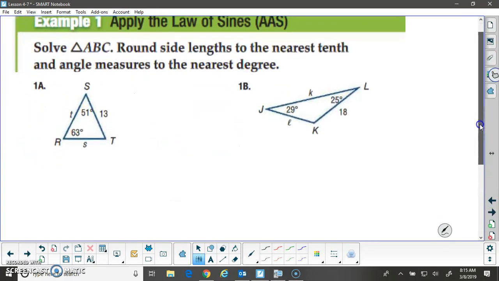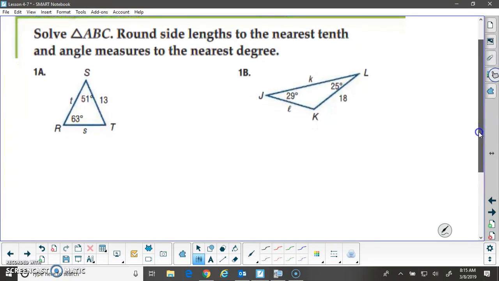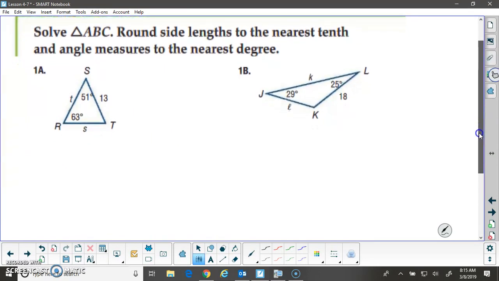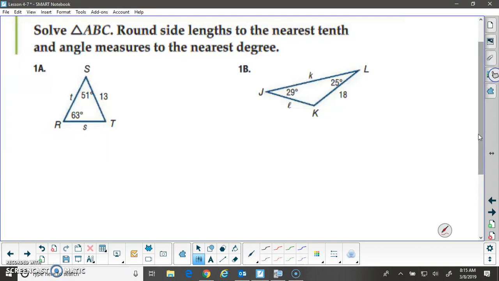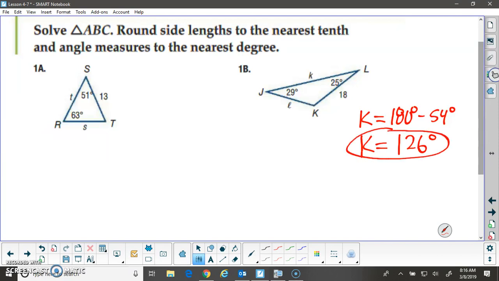Same type of example, if you look at 1B, we're given two angles. We've got one missing angle, and then we've got two missing side lengths. So to find angle K, we know the sum of the three angles adds up to 180 degrees, so 29 and 25 adds together to give you 54. So if we take 180 degrees and subtract 54 degrees, that gives us angle K, which in this case is 126. So there's your missing angle.